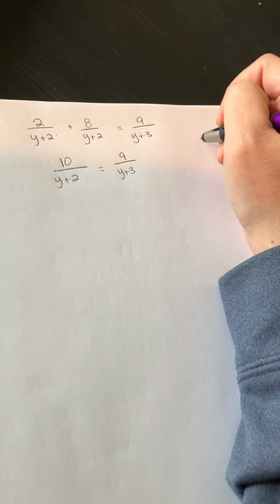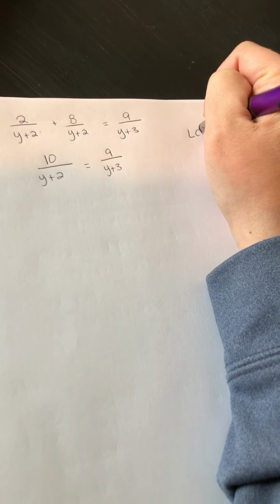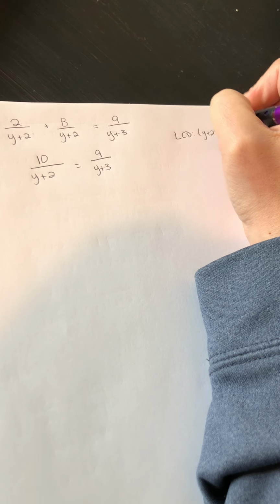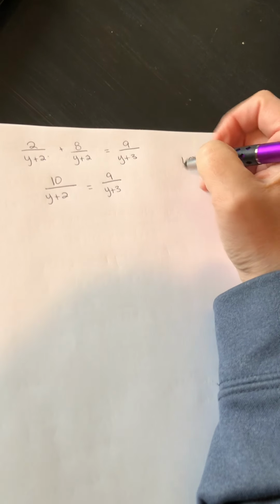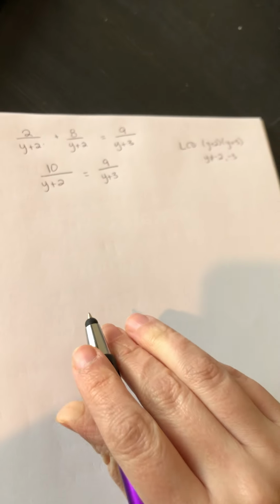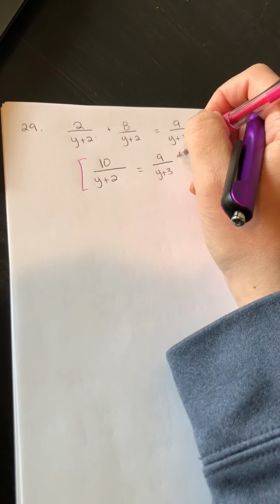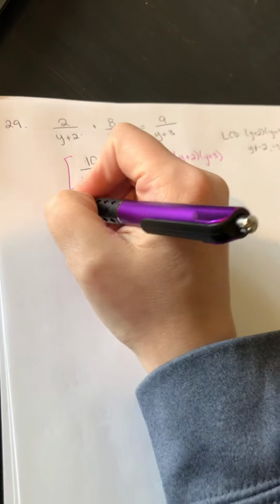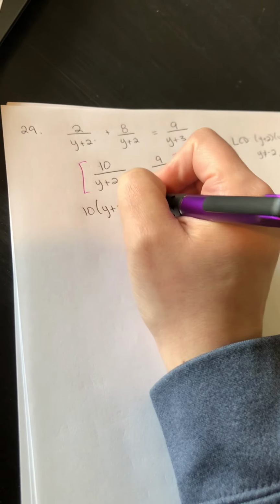I just multiplied by the least common denominator. But anyway, my least common denominator has not changed. It's still y plus 2 times y plus 3. I just simplified the left side first. And again, for this one, you can't have -2 or -3. As long as it's not -2 or -3, it should work. So I'm going to multiply by my common denominator. When I do 10 over y plus 2 times this, the y plus 2's cancel, and I'm left with 10 times y plus 3.